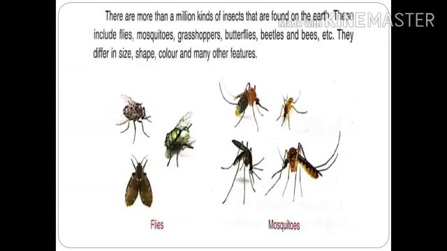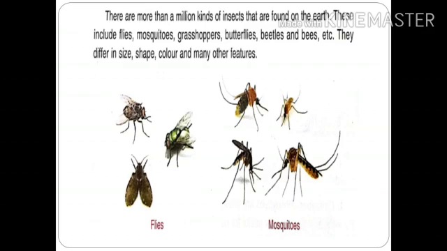As you know, there are more than 1 million kinds of insects found on the earth. These include flies, mosquitoes, grasshoppers, butterflies, beetles, and bees. All these insects have different sizes, shapes, colors, and many other features. And I already told you that different insects have different eating habits.